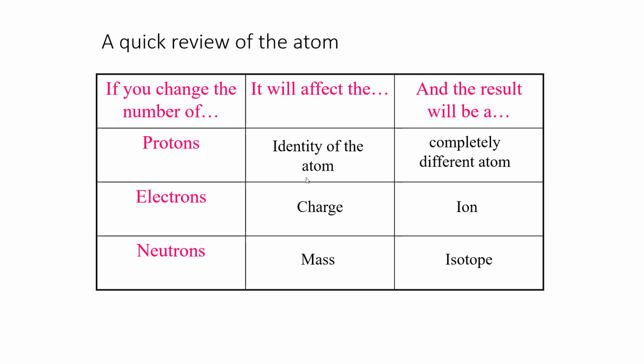And so I'm going to stop this PowerPoint here, and we'll pick up on this later when we talk about percent abundance and how the mass of the elements on the periodic table are calculated.